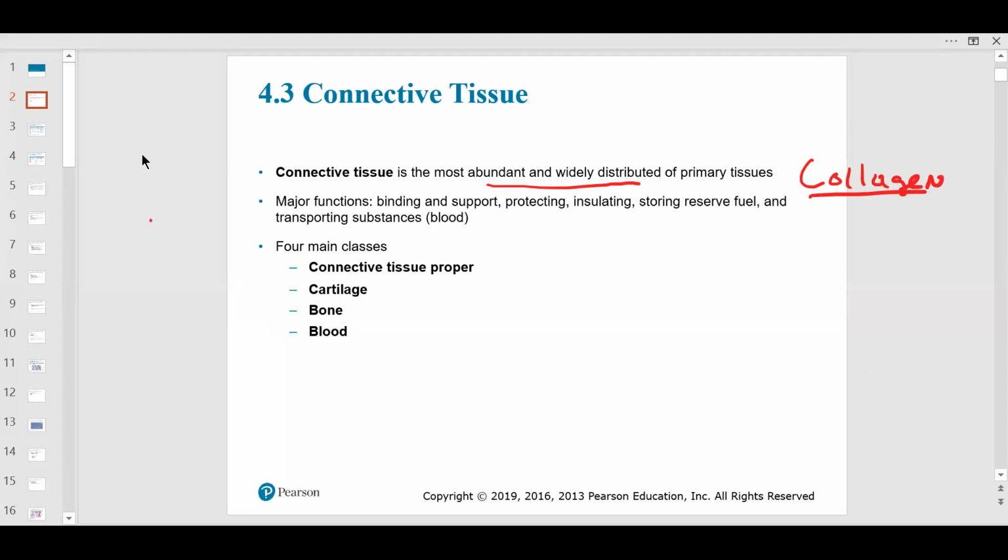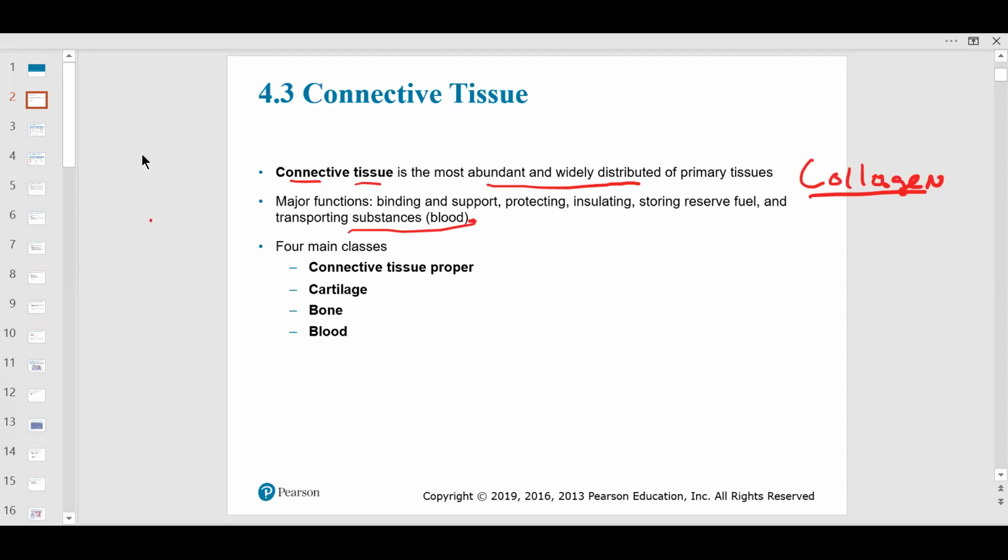Widespread. It's the most abundant protein in your body for sure. So the most abundant tissue is connective tissue. It's everywhere. It's binding, insulating, storing, protecting, transporting, and the blood. It doesn't do too much of that. It's the only thing the blood does.